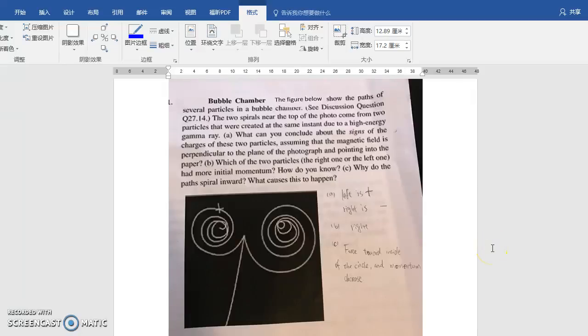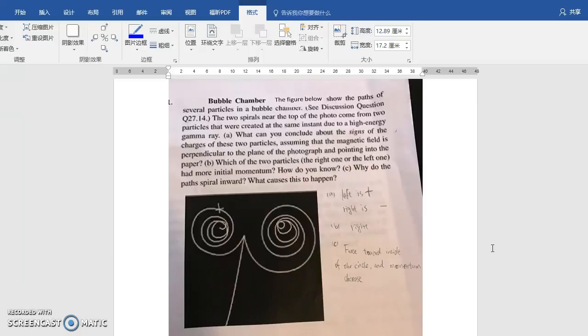Okay, the first question is about a bubble chamber, and question A is to conclude the sign. In my opinion, the left side is positive and the right side is negative. The force on them is towards the center of the circle, and we use the right hand rule to conclude. And the velocity V is along the tangent line of the circle. So the magnetic field B is perpendicular to the plane of the photograph, so we conclude the left is positive.